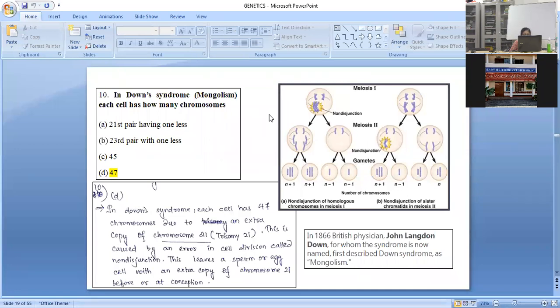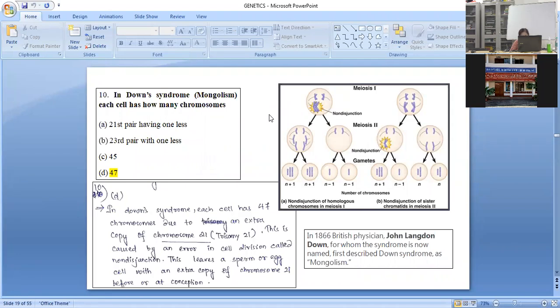And this is caused by an error in cell division, which is non-disjunction. That is, the chromatids will not separate, and as a result of which there will not be equal divisions. So we'll have 1 more or 1 less copy, and there will be aberration in chromosomes.